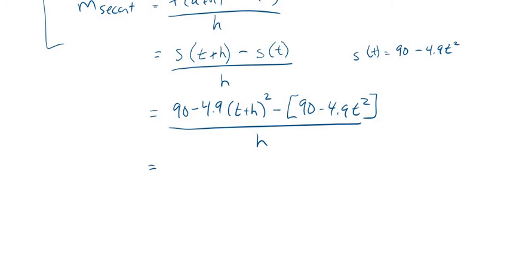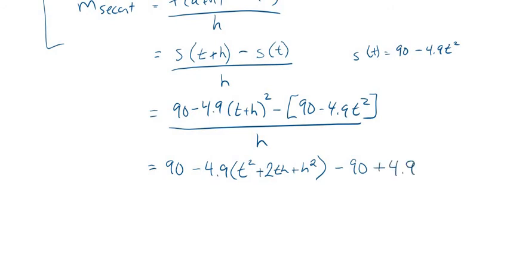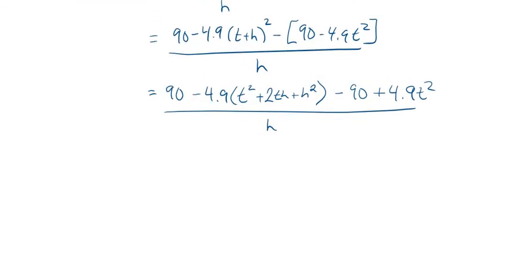So let's start. Let's go left to right. So 90 minus 4.9. We have (t plus h) squared. We can use FOIL to help us riddle that out. So that's going to be t squared plus 2th plus h squared. Then we have brackets here. So let's take that minus out front and let's clean that up. So it becomes minus 90. And then we have a double negative, so it becomes plus 4.9 t squared all over h. Never forget your h at the bottom.